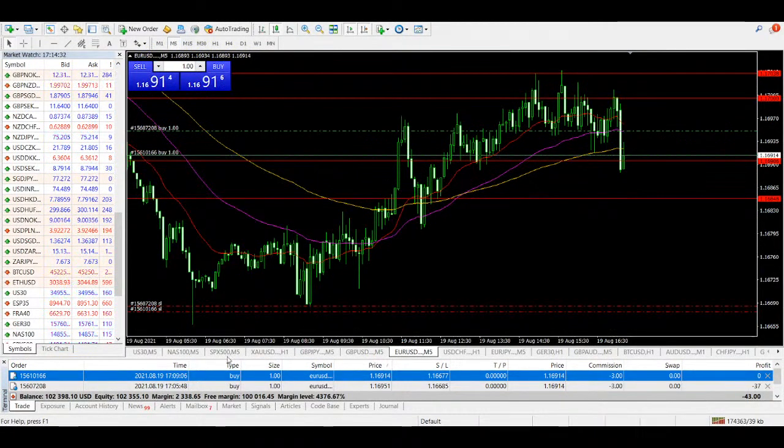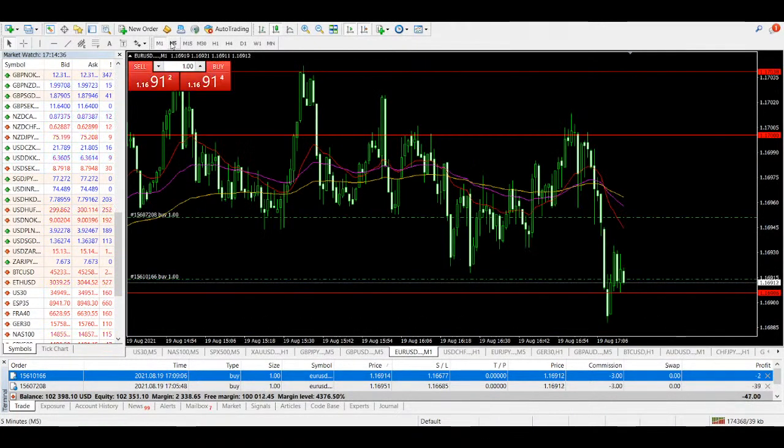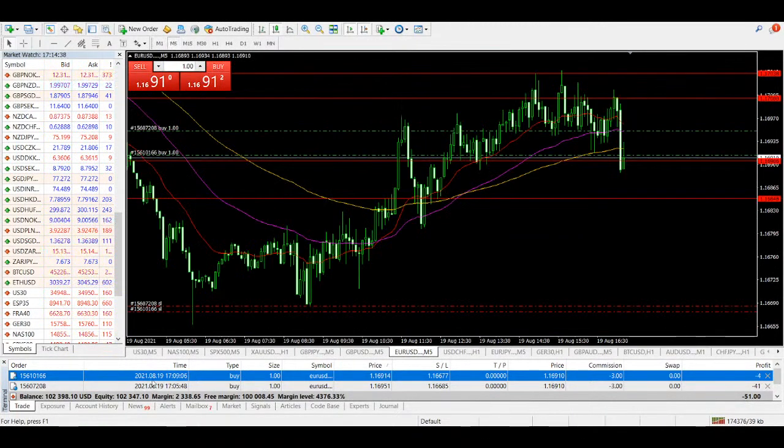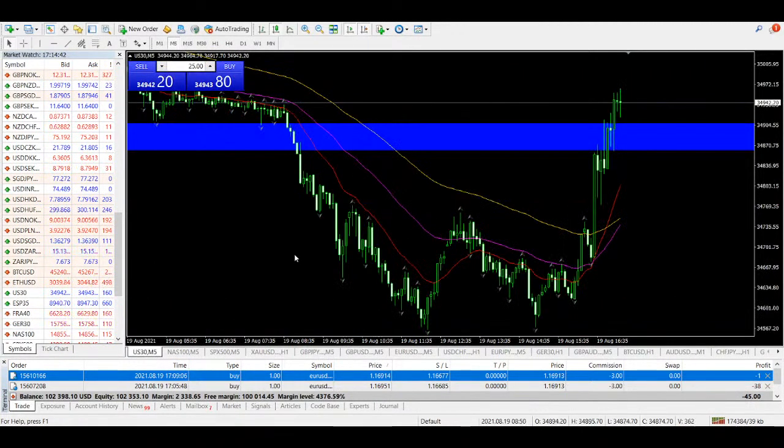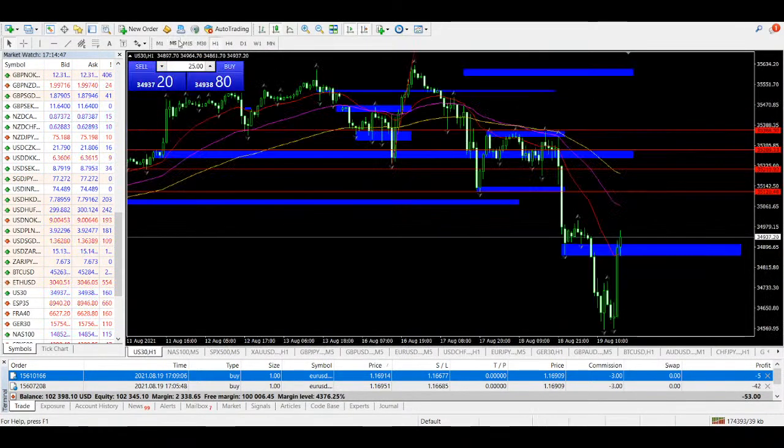I wonder if they're going to buy dollars, which is what they're sort of doing right now. Are they going to pull back on the Dow?